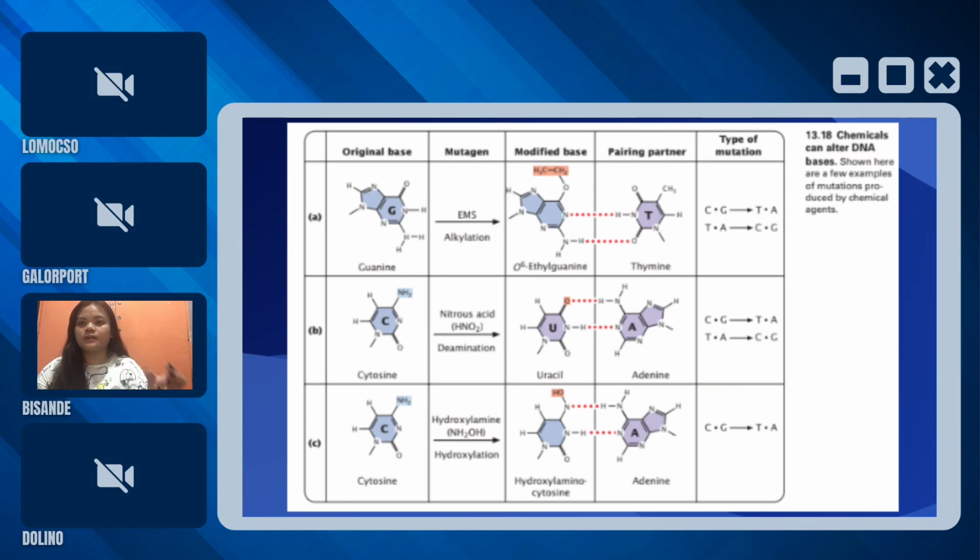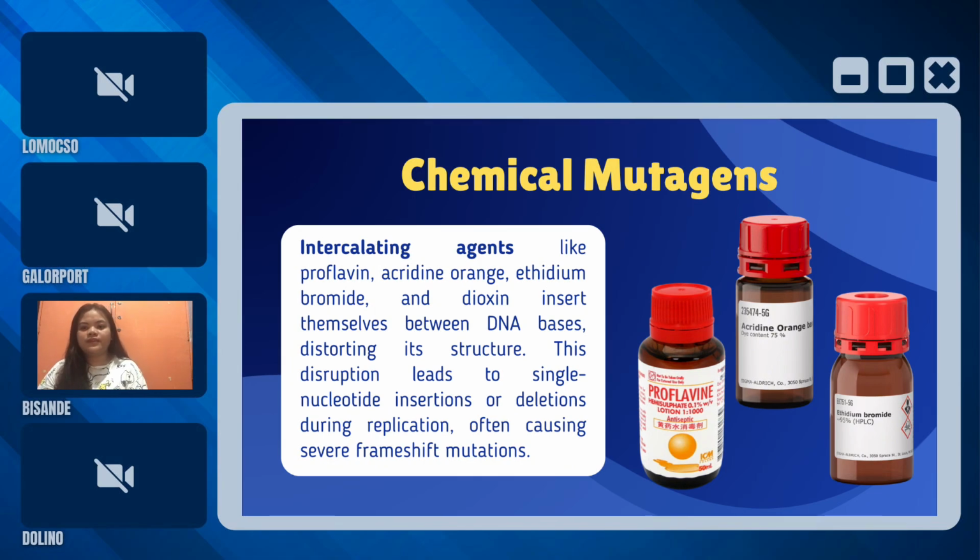Now, let's talk about intercalating agents. So intercalating agents like proflavin, acridine orange, ethidium bromide, or dioxin insert themselves between the DNA bases and distort the structure. This disruption can lead to single nucleotide insertions or deletions during replication. This often causes severe frameshift mutations, since it creates both additions and deletions, and these agents can also reverse their own mutations.